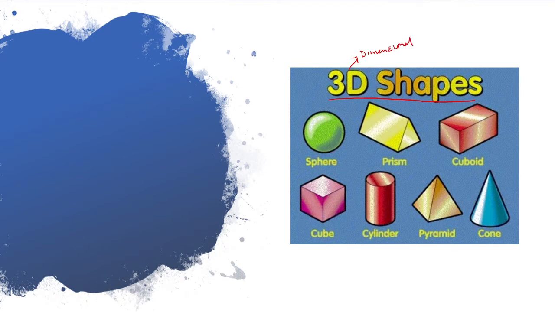So three-dimensional shapes, right? So 3D shapes, like we actually have these ones. Like we have sphere, prism, cuboid, cube, cylinders, pyramid, and cone, right? So these shapes are called the 3D shapes, right? So we'll actually look into the properties of 3D shapes and look into some real life examples of this kind of shapes. All right, let's move for that.